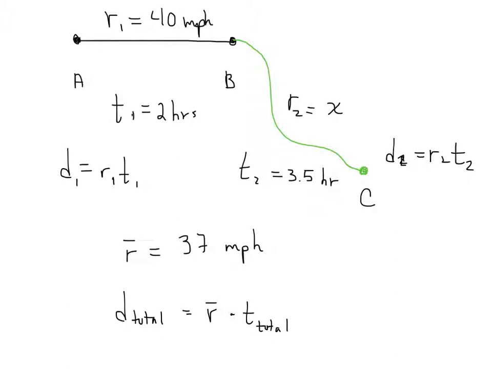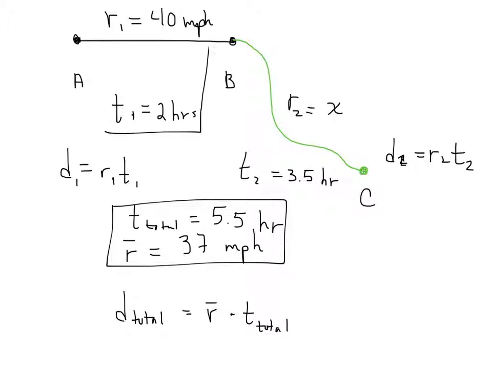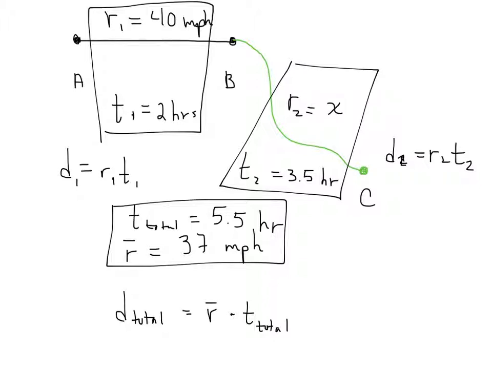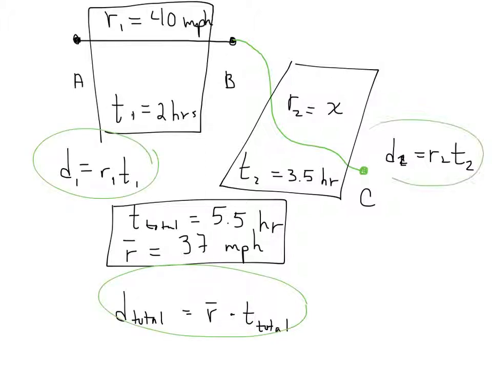What is t total? How much? 5.5 hours. All Ryan did was add the first two times together. There's situation 1, 2, and 3. Okay, there's our three situations. Now, we clearly have three formulas we're going to use. 1, 2, 3. The problem right now is we have 4 unknowns. What can we write as the last equation to make it simple for us?